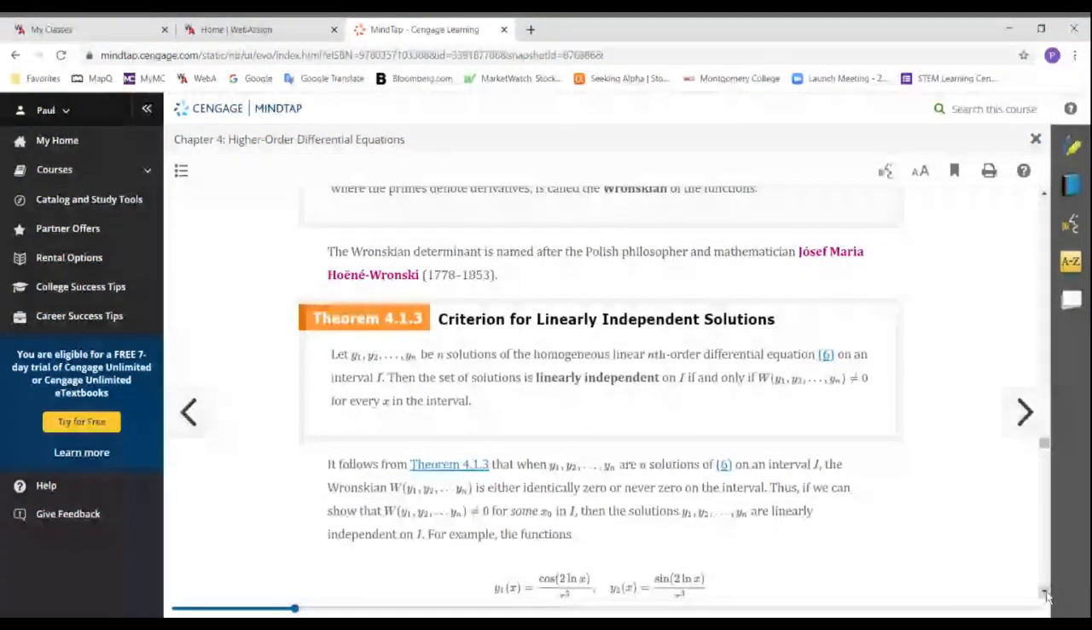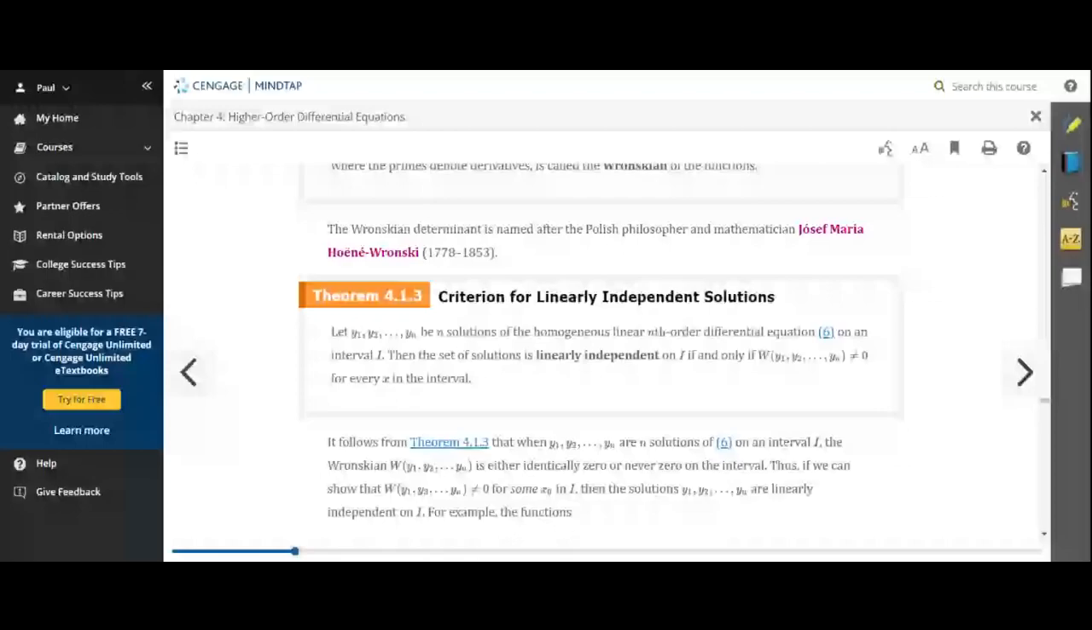So, criterion for linearly independent solutions, theorem 4.1.3. Hold on, did my book disappear on me here? Let me get it back. One moment, class. I don't know what happened there. Yeah, it does that. I don't know why it does that. I don't know if it's a safety feature or what. Okay, one moment here.